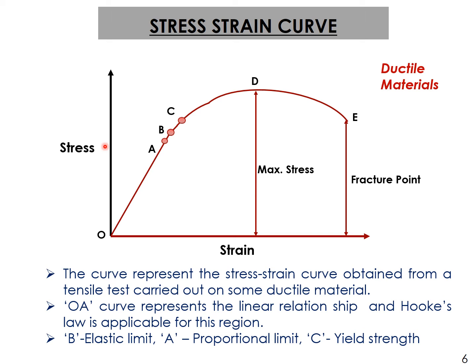Now on the curve, you can see points O, A, B, C, D, E. And one more thing: this is a curve which has been generated based upon the tensile tests performed on ductile materials. It's very important. We have ductile materials, we have brittle materials. So this nature of stress strain curve is for ductile materials only. Now let's see what these points are, from O to A.